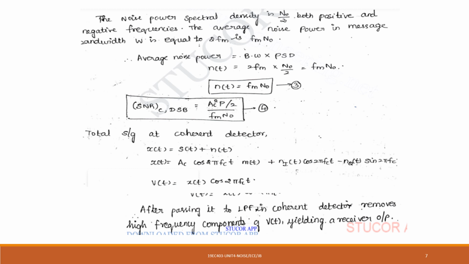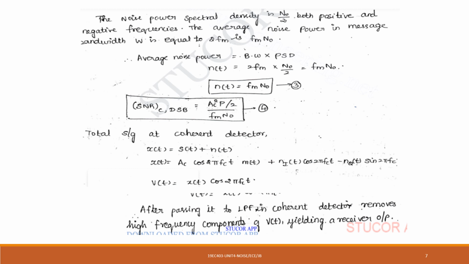Now once again we try to calculate the average noise power. We calculate the average noise power by taking the product between the bandwidth and the power spectral density. Since here we have assumed the noise to be additive white Gaussian noise, the power spectral density stands as N0 divided by 2, and we all know the bandwidth is twice the highest frequency, which is 2 FM. So the average noise power is 2 FM into N0 divided by 2. When we take the product between these two parameters, we get the average noise power as FM into N0.